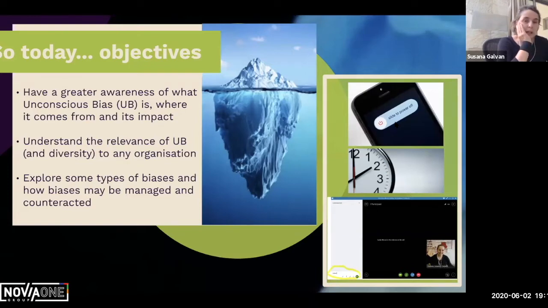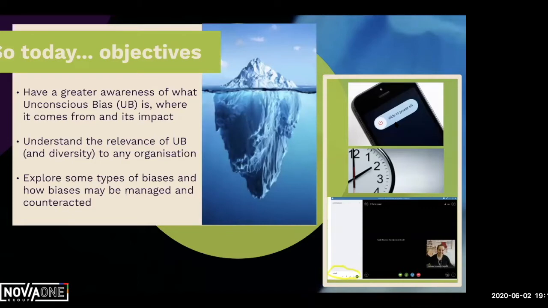And thirdly, we will also explore a number of biases and how these can be managed and counteracted. And we will have plenty of time to discuss amongst ourselves around these three areas. Are you generally happy with these three objectives? Or is there anything else that you would like to have covered generally? Cool. So far we've got lots of happy people on the call. That's brilliant. Okay, let's move on.